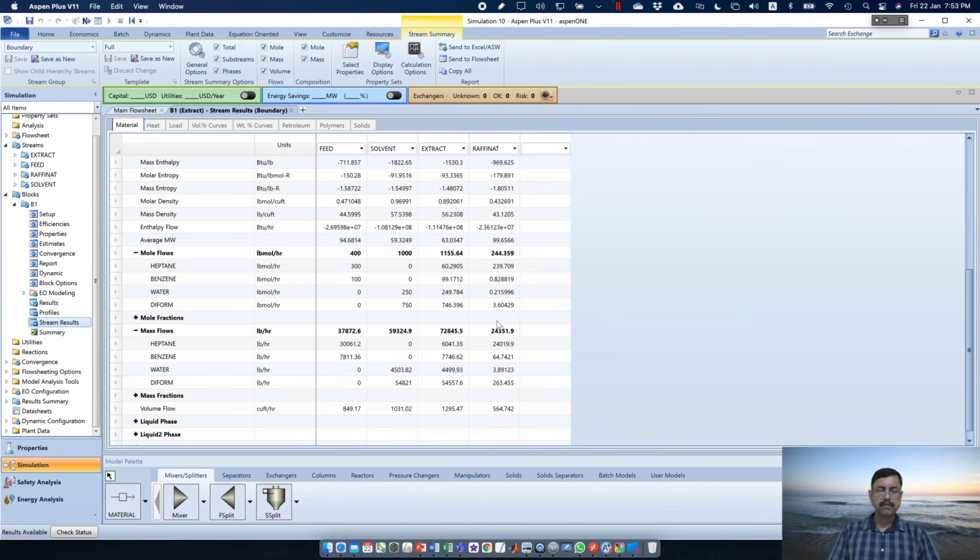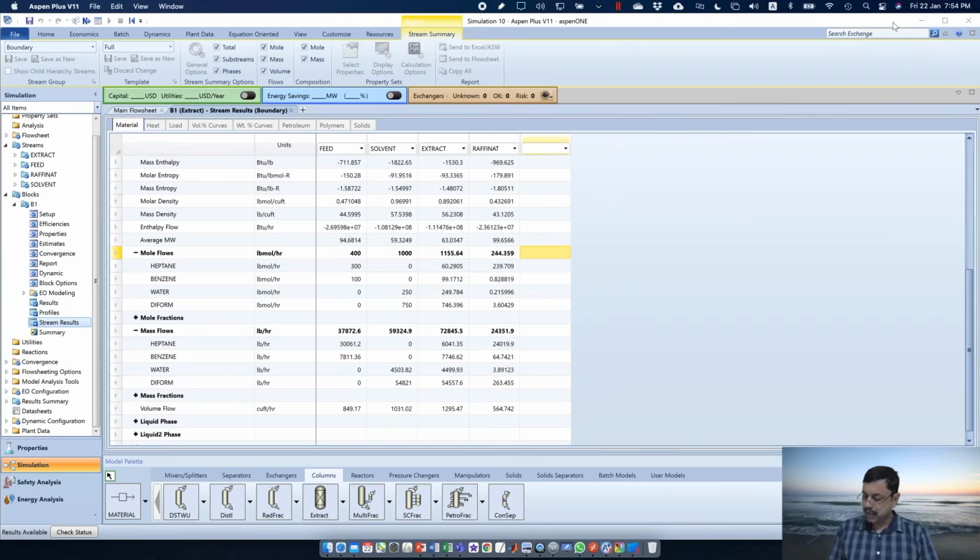Obviously, diform is the one which has extracted over here. The entire mixture has taken benzene out of it. So benzene has been extracted from the component. And the raffinate is almost free of other things. 239.709 of heptane has gone into the raffinate phase. So that is how the extract model can work.